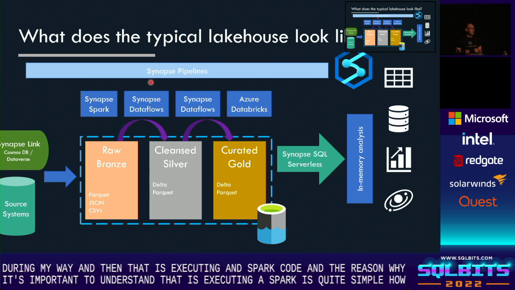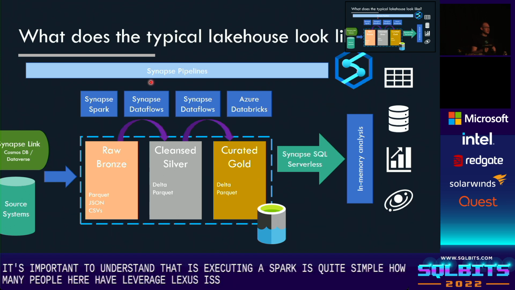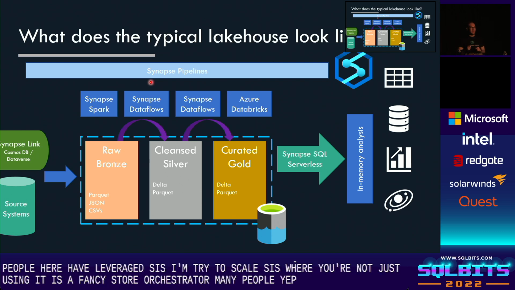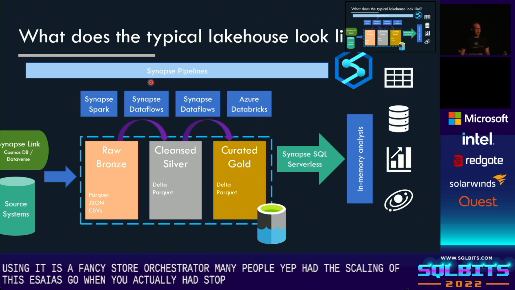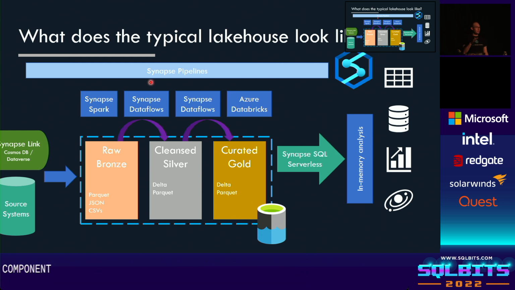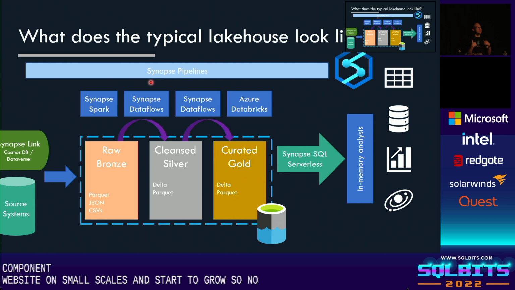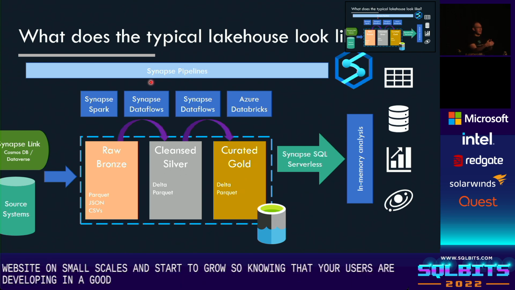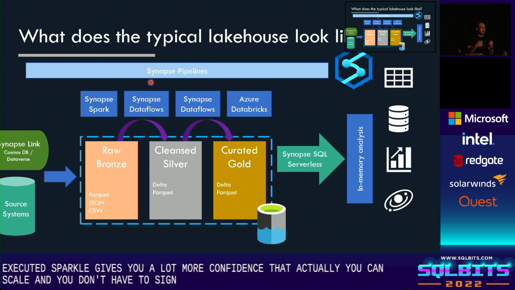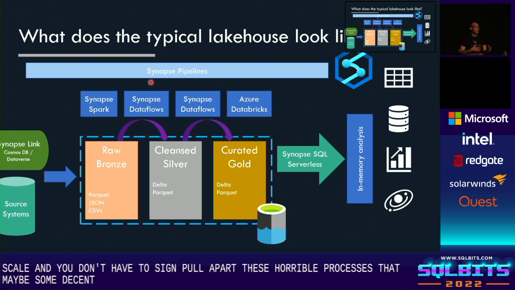How many people here have leveraged SSIS and tried to scale SSIS where you're not just using it as a fancy stored proc orchestrator? Many people? Yep. How did the scaling of SSIS go when you actually had stuff sitting in the data flow component? Yeah, that would be my view. It's pretty problematic. Works on smaller scales, but as your data volumes start to grow. So knowing that your business users are developing in a GUI way, but that code is actually being executed as Spark code, gives you a lot more confidence that you can scale and you don't have to suddenly pull apart these horrible processes that maybe some business users have designed, or where the documentation wasn't very clear.